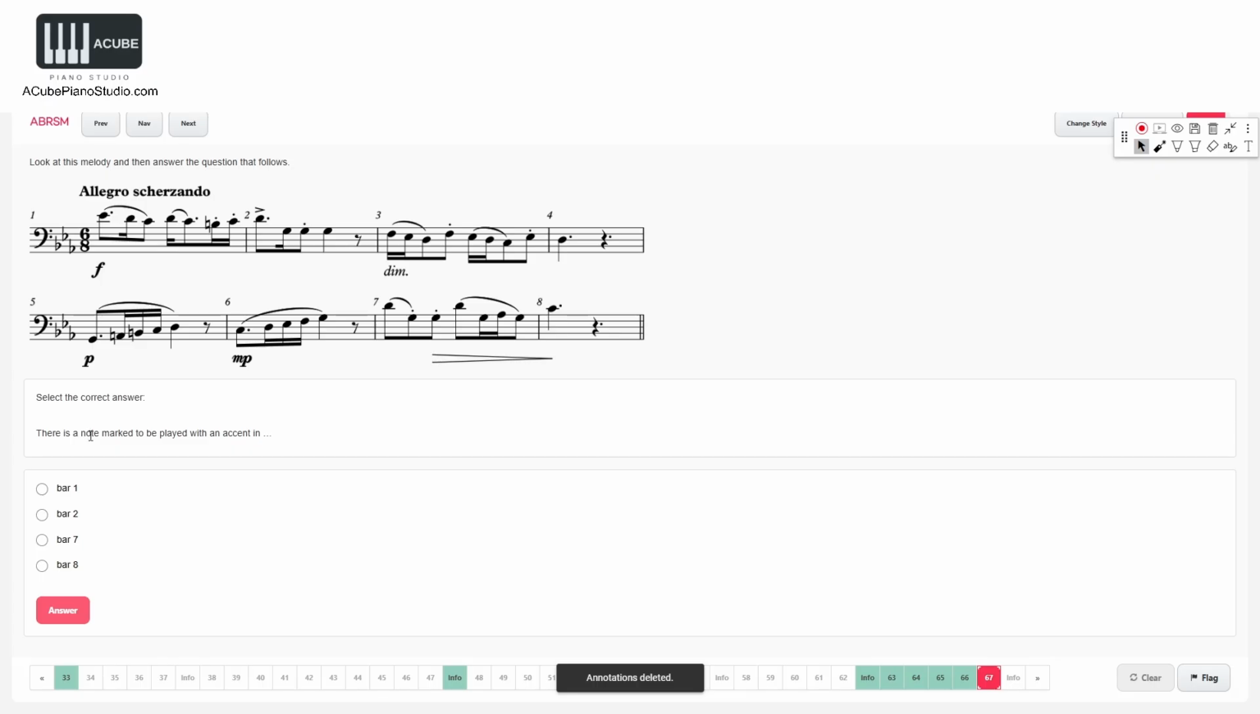Okay, next, there is a note marked to be played with an accent in... So where's the accent sign? Well, this is the accent sign, right? So the accent appears in bar 2.